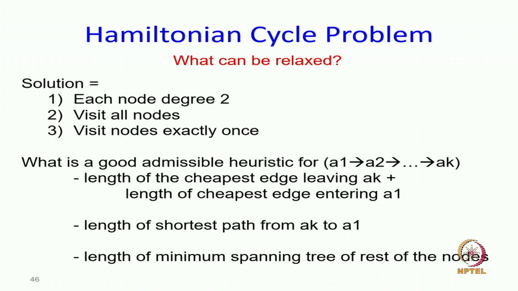Will it also be a spanning tree? It is a spanning tree, it is spanning every node. It is not necessarily the minimum spanning tree. So the minimum spanning tree cost will always be less than the cost of the path from AK to A1. That is the intuition of how you come up with admissible heuristics. It is a very general intuition, a very valuable intuition. Yes, question.